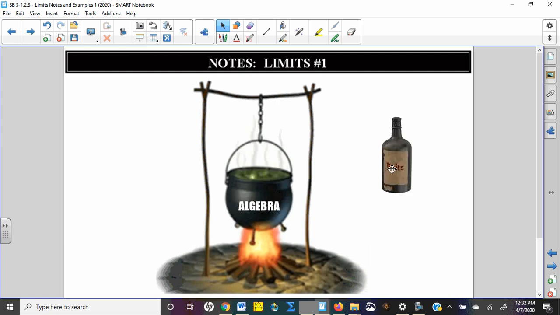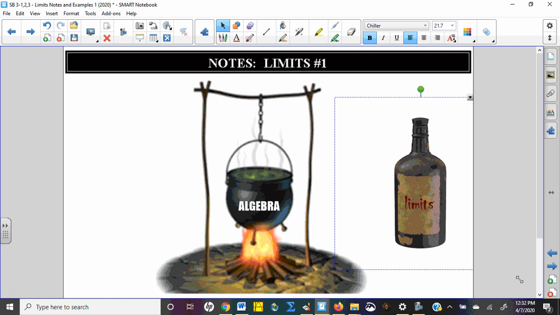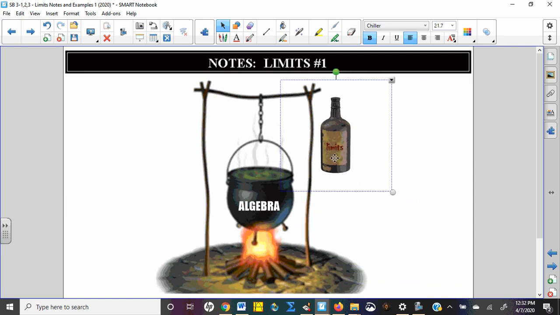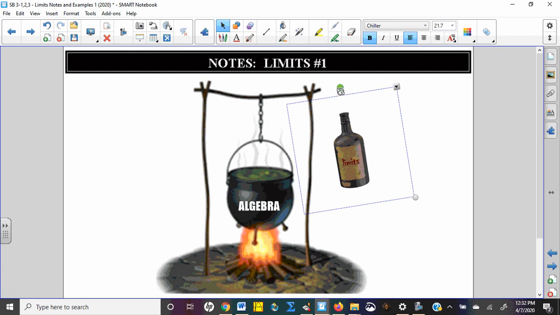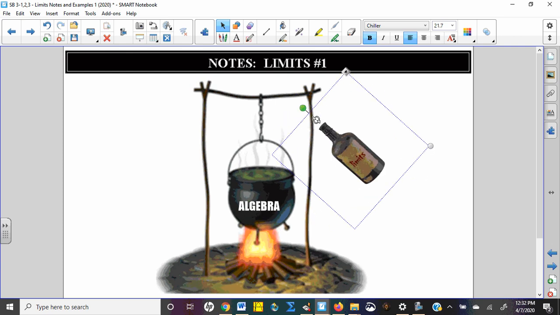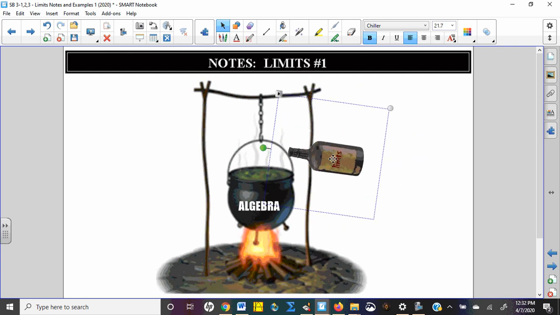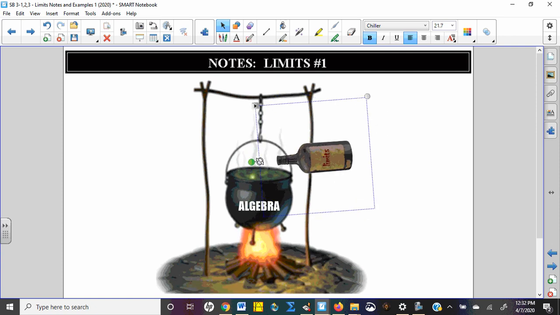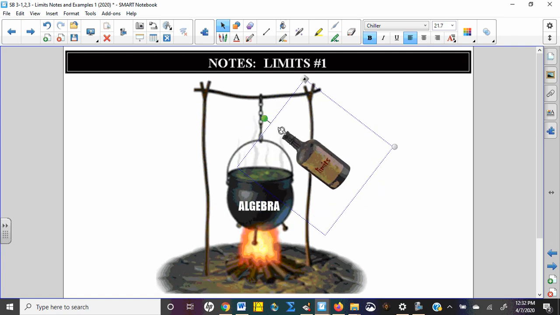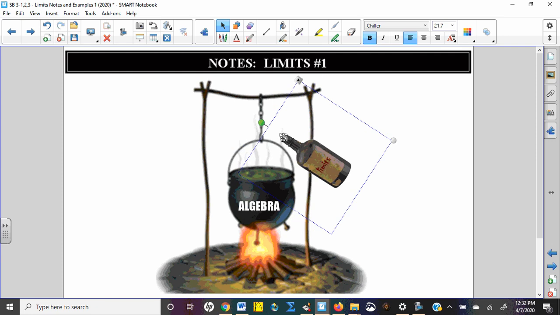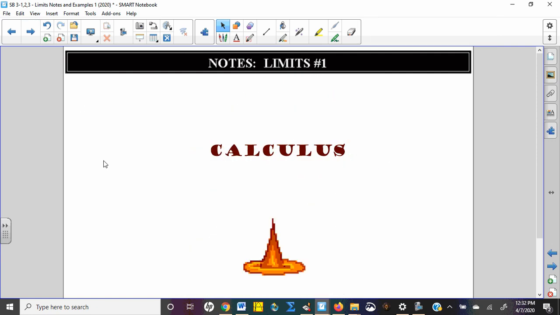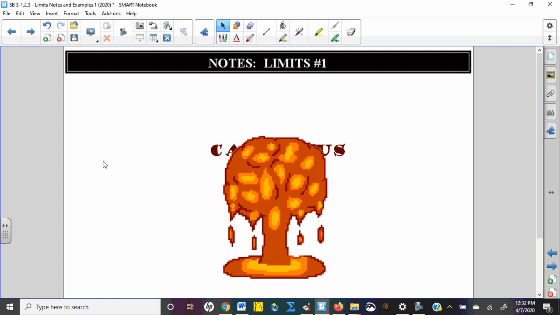And we got this nice big bottle of limits here, right? And what we're going to do is we're going to pour some limits in. I know what you're thinking. You're thinking, no, that's crazy. Don't do it. Don't do it. What's going to happen? Okay, I was okay. Oh, I know it's dangerous because at any time, if I put too much limits in it, and that's what makes algebra turn into calculus, is limits.